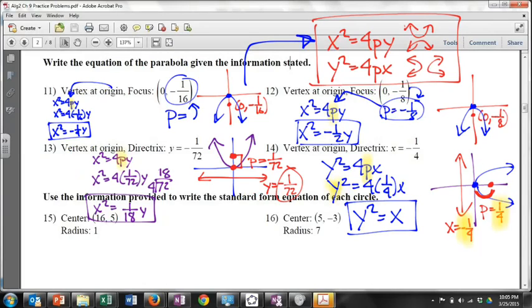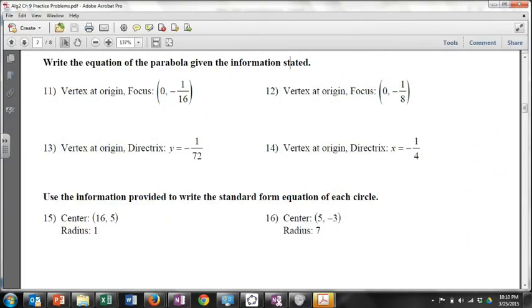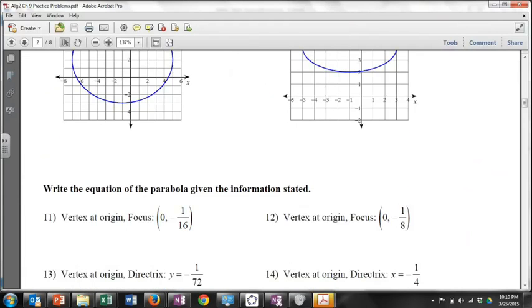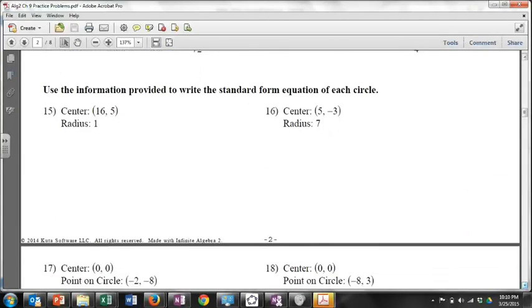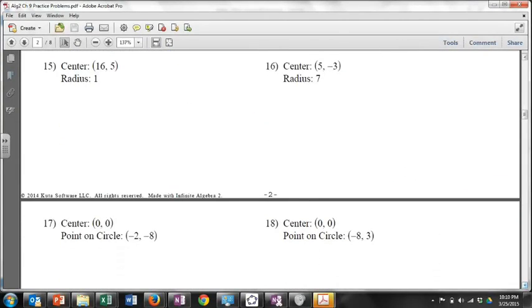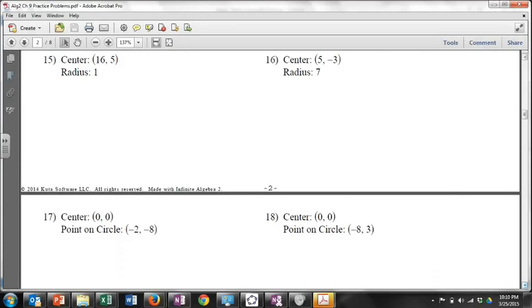Okay, let's continue on. Number 15. Oops, skipped too far. Let's go down to number 15. We're going to write some circle equations here. Circle equations. Let's start off with the standard form.